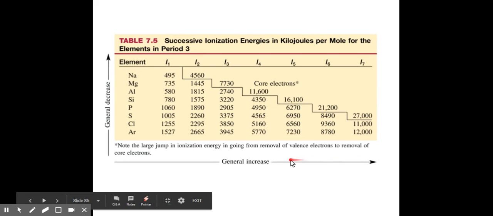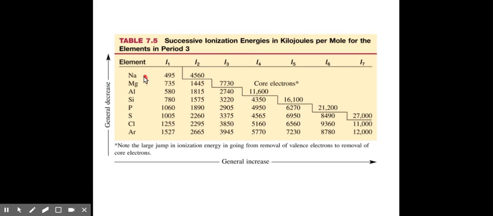So here's a good representation of that. We have the period 3 elements, and notice there's 1, 2, 3, 4, 5, 6, 7, 8 of them. Sodium is the alkali metal, and then argon is its noble gas. And notice that with sodium, there's a very big jump between the first ionization energy and the second one. Magnesium, there's also a very big jump from the second to the third, and then you notice it keeps on going that way.